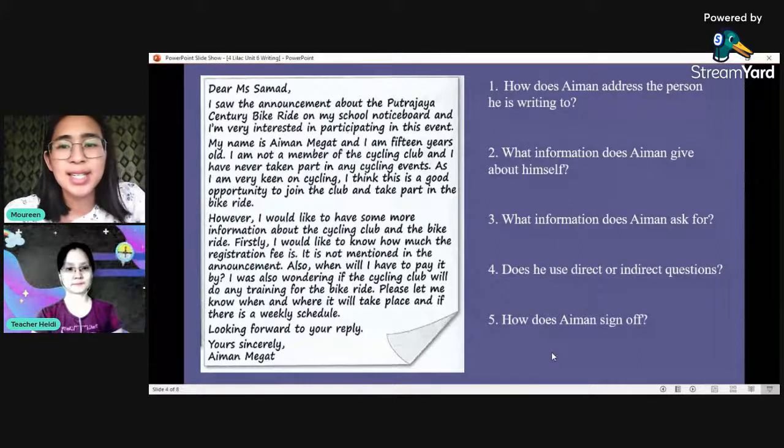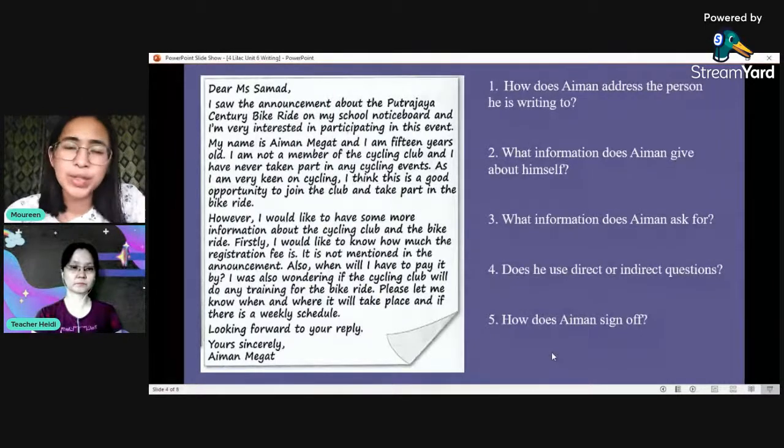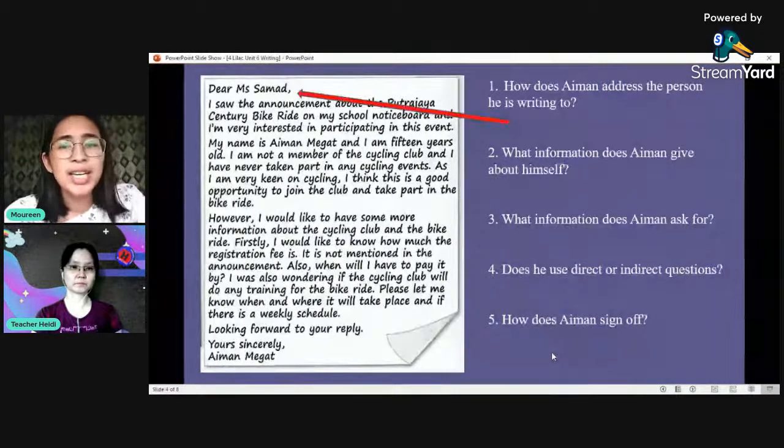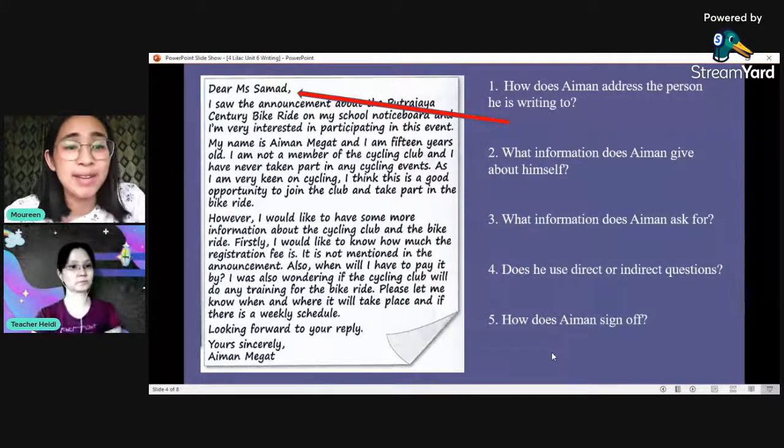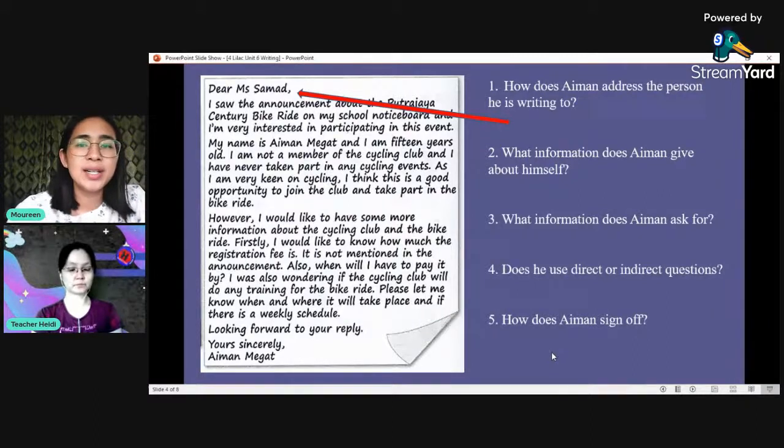Okay, question 1 asks, how does Aiman address the person he is writing to? Macam mana dia panggil kelas? Macam mana dia address the person he is writing to? So if you see on top there, Aiman addresses the person as Miss Samad. If you look at the announcement just now, the contact person is Sarah Samad, right? But here Aiman addresses the person more formally. Agak formal lah dia. Okay, with the name Miss Samad. So you can see the arrow, Dear Miss Samad.